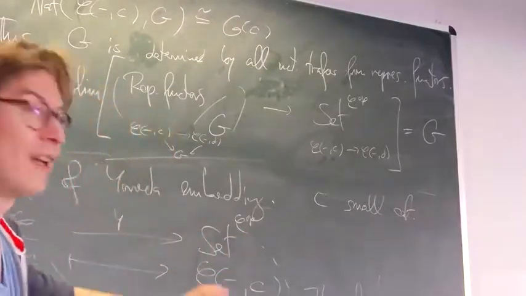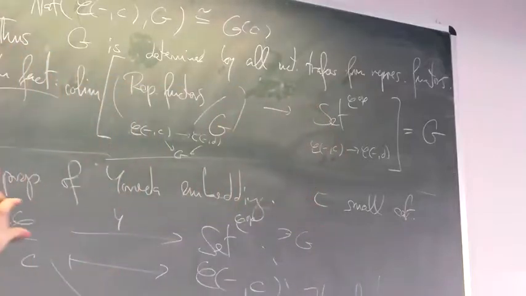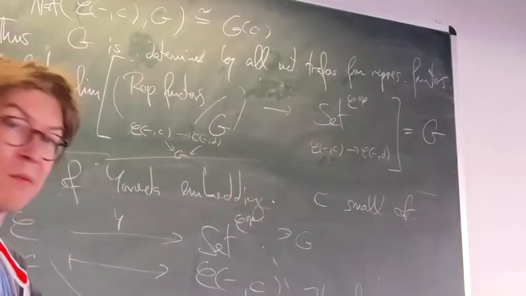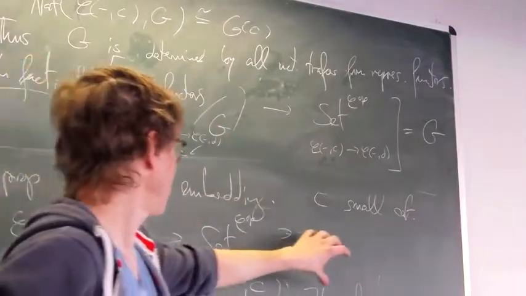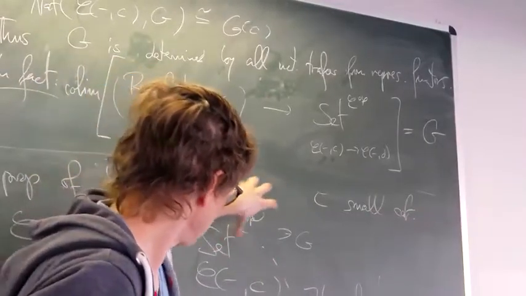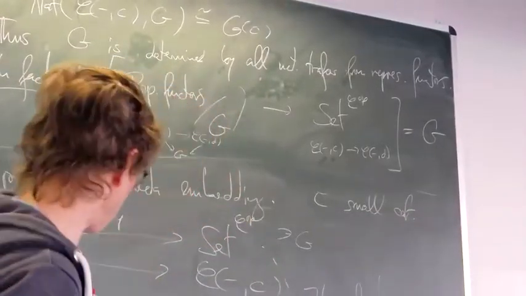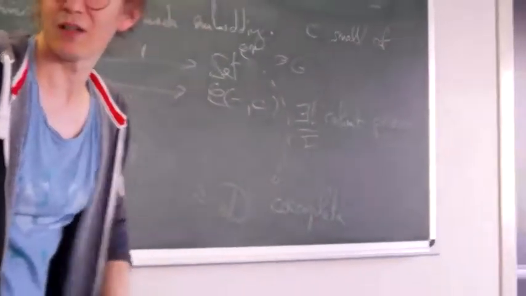Every G in here is a co-limit of representables, and so if I know where to send the representables in my D, and I want this to be co-limit preserving, then I just express G as a co-limit of representables. I set the representables where they belong and then take the colimit in here. And this sort of defines this whole thing.